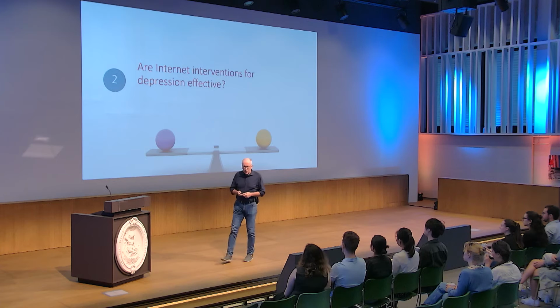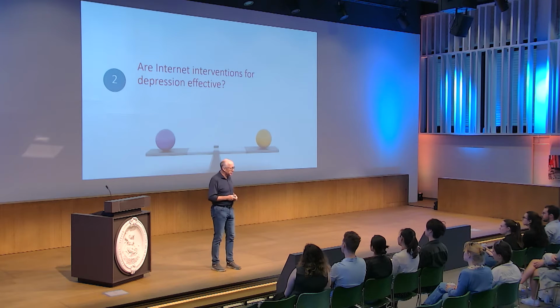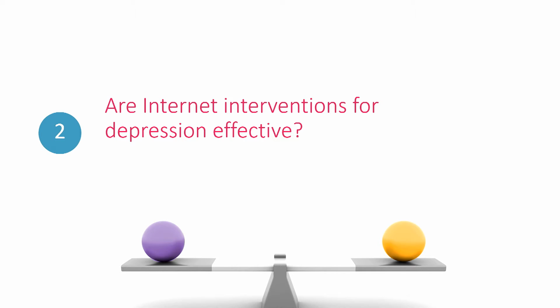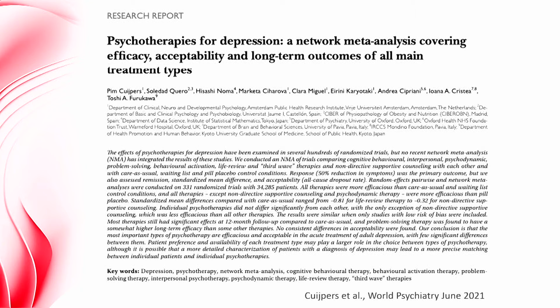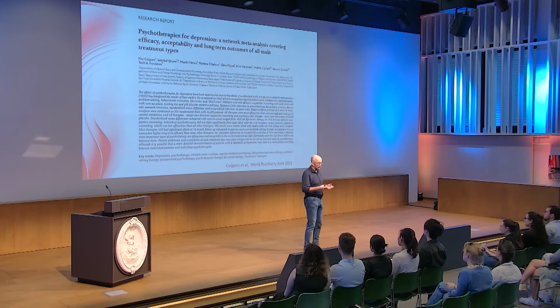So it all begins with the question: internet interventions, when you apply them through the internet, are they effective? How do they compare with individual or group or face-to-face therapies? We first have to take a step back to look at the effects of psychotherapies in general. We did a very large network meta-analysis, more than 300 trials, comparing all major types of therapy with each other, with control groups, so that we could examine which therapies are effective and how effective they are.